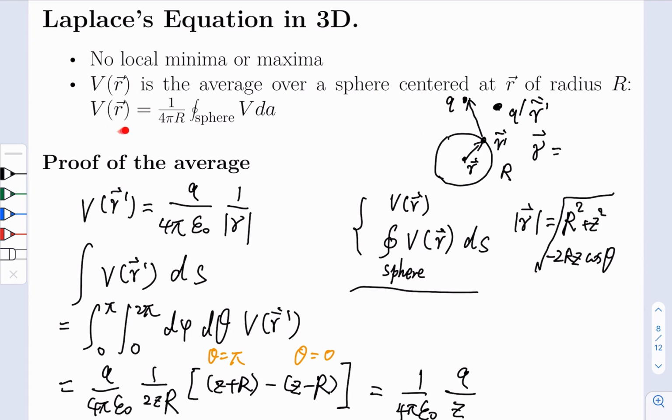The claim is that the center potential should equal the average of the potential on the sphere. To prove that, we can simplify the problem a little. Instead of looking at a complicated problem where there are charge distributions outside the region of interest, we say that because of the superposition principle, if we can get this right for a single charge outside this region of interest, then it is valid for any charge distribution outside.